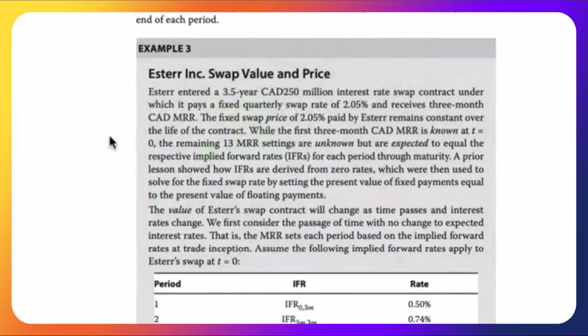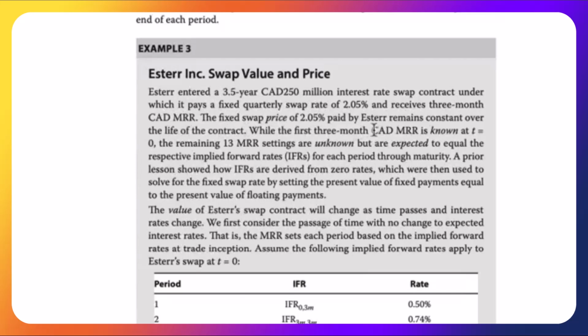Example 3. Esther entered into a 3.5-year, $250 million interest rate swap contract under which it pays a fixed quarterly swap rate of 2.05% and receives 3-month MRR. So we're in a pay fixed, receive floating swap, 3.5 years, quarterly payments, which means there are 14 separate payments. The fixed swap price of 2.05% paid by Esther remains constant over the life of the contract. That is the definition of a swap rate. It is one fixed rate for the life of the contract.